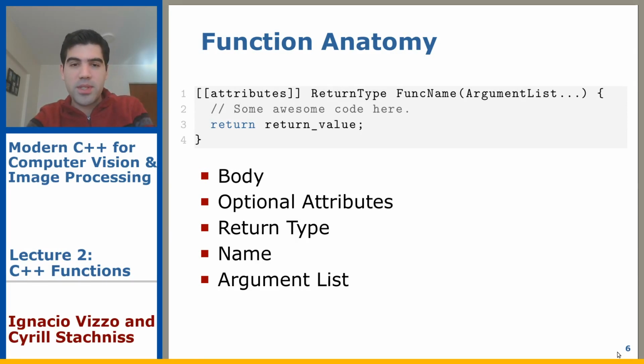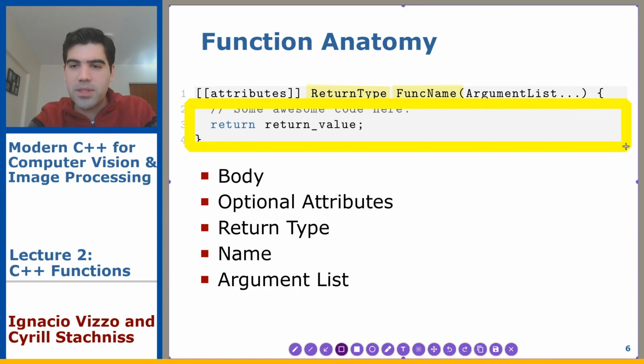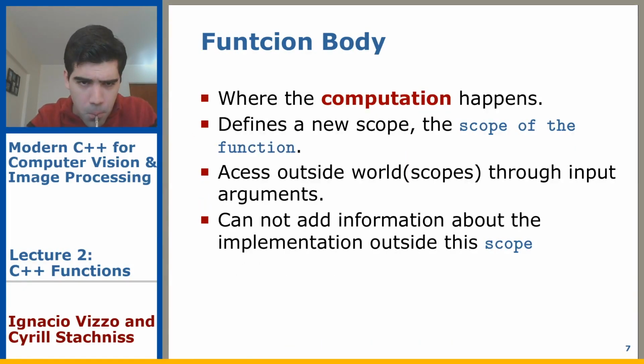You will always have a return type. So let's highlight, this is a return type. In this case it could be integer, string, vector, whatever, you name it. You will have the function name, which in this case is camel case, and then you will have the argument list. And lastly, when you open the scope of the function, this is what we call the body of the function. So whatever is inside here, we usually call it the body of the function.